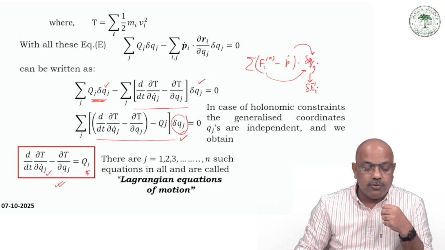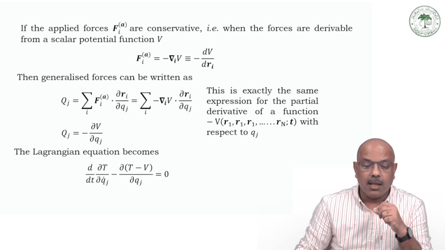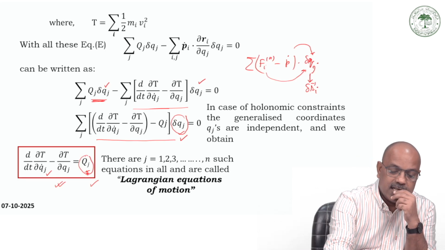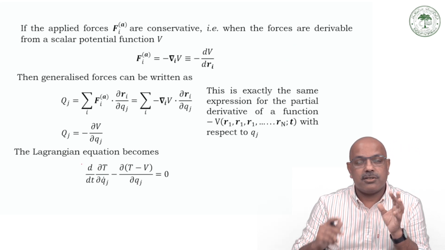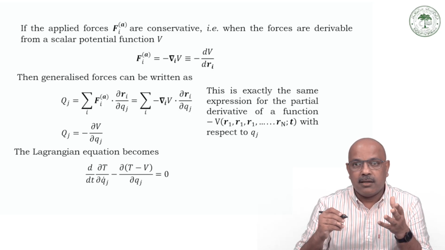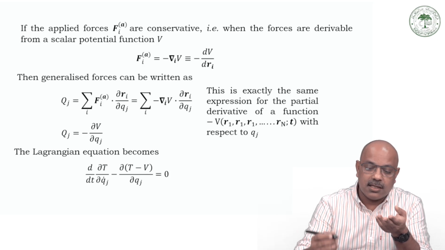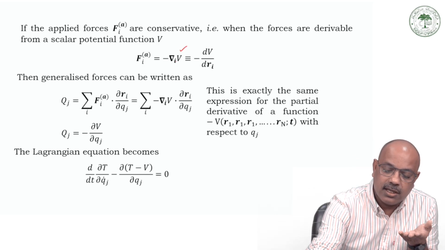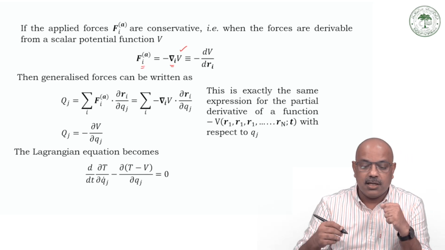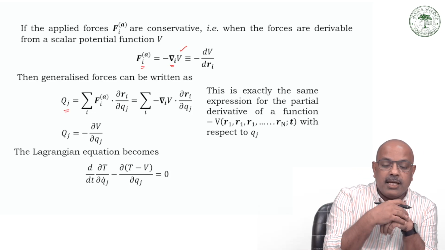Now let's move further, keeping in mind this Lagrangian equation. In that Lagrangian equation I have this generalized force. If the force in the system is conservative, we know that the force can be written in terms of a potential, and if I take the gradient of that potential, I get that conservative force. This we had already discussed. So this Qj is my generalized force.